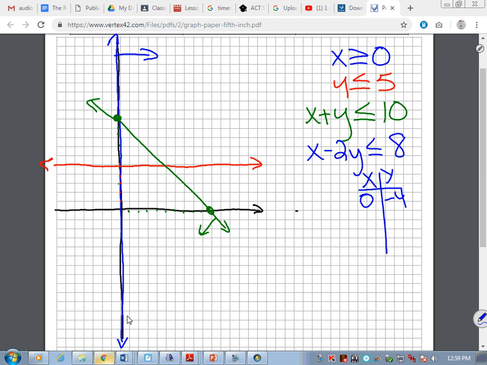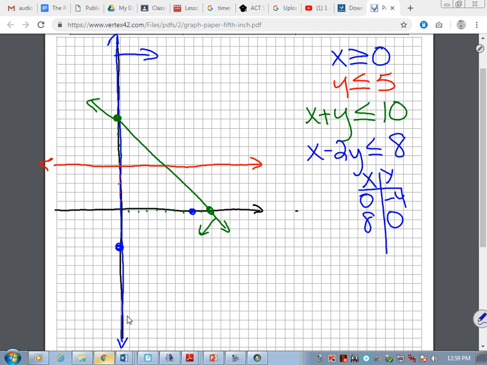Let's plug in 0 for y. Negative 2 times 0 is 0. So if I plug in 0 for y, what do I get for x? It'd just be 8, right? All right, so I can get those. If x is 0, we'd be at negative 4. 1, 2, 3, 4. Be right here. And if y is 0, we're going to be over at 8. 1, 2, 3, 4, 5, 6, 7, 8.